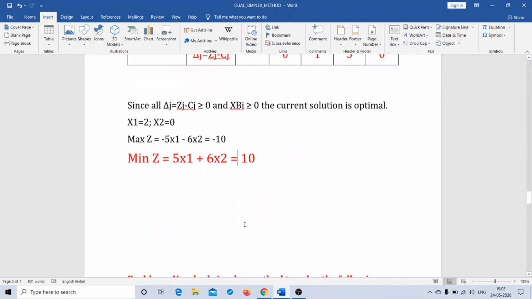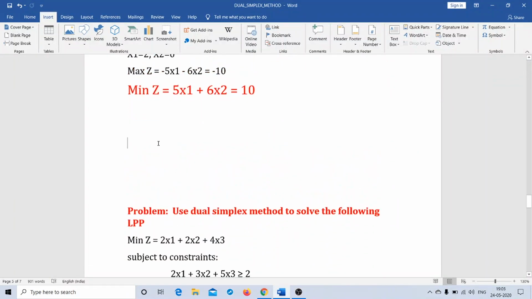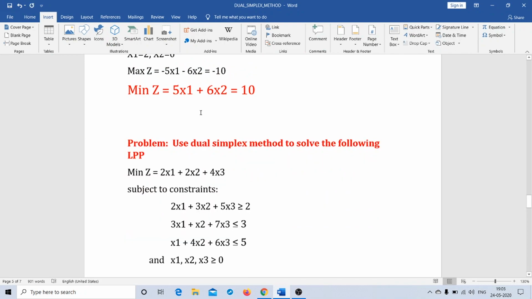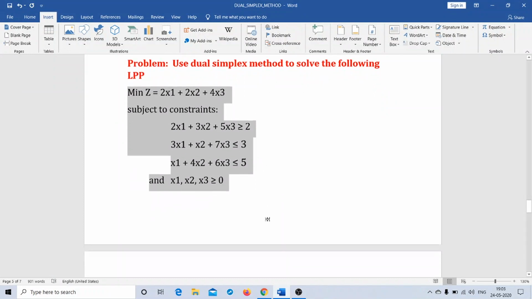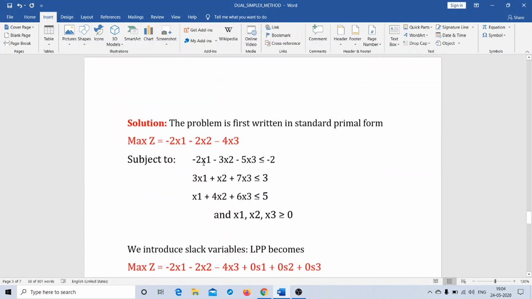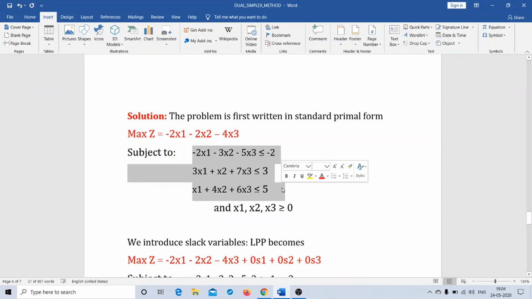Let me also go ahead with one more problem, and then I can give you one problem to solve on your own. Now this is the problem. Use dual simplex method to solve the following LPP, right? So I have minimization with 3 decision variables, and I have 3 constraints. So the first step is I'll convert this into standard primal form, and when I do that, this is what I get: maximize, and all the inequality constraints have been converted into less than or equal to.